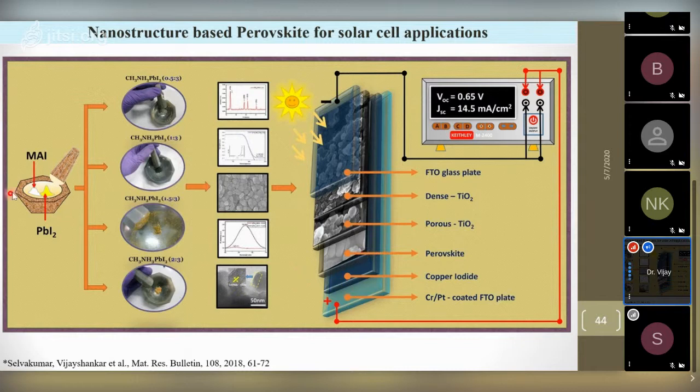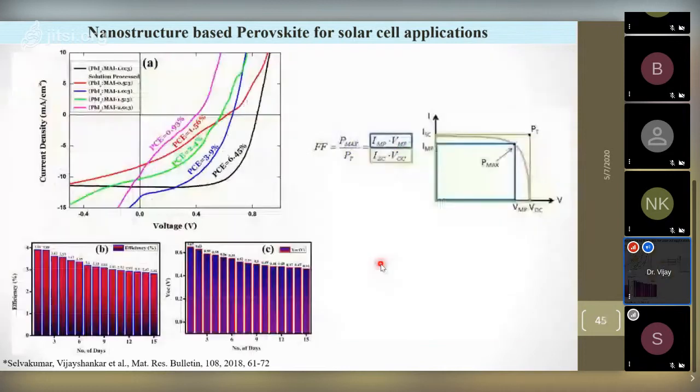He synthesized a perovskite with different molar ratios. Then he even made multi-junction solar cells, and studied the fill factor and efficiency with different molar ratios of the reactants used for the perovskite.